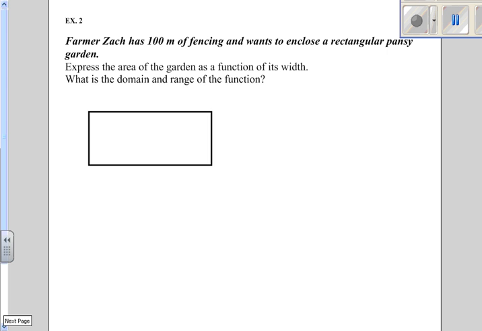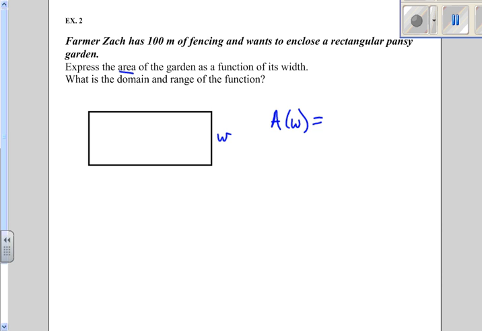Farmer Zach has 100 meters of fencing and he wants to enclose a rectangular pansy garden. Express the area of the garden as a function of its width. What is the domain and range of the function? So my goal is to come up with a function for area in terms of its width. So I would like a function that has w's.